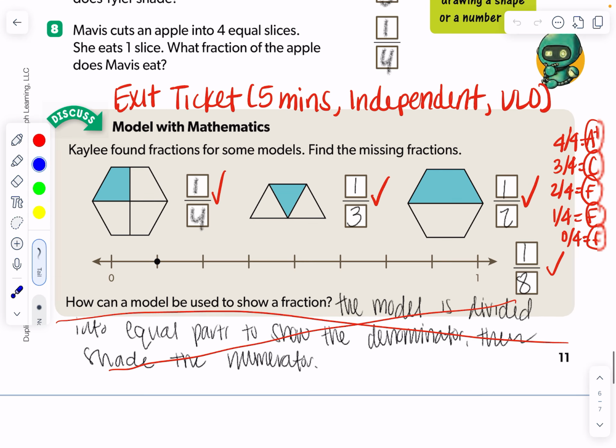After their partner practice, students will work on their 5-minute exit ticket where they are looking at a model to help them identify the unit fraction. And then, where they're just looking at different models to identify the unit fraction, whether it be pictorial or number line.